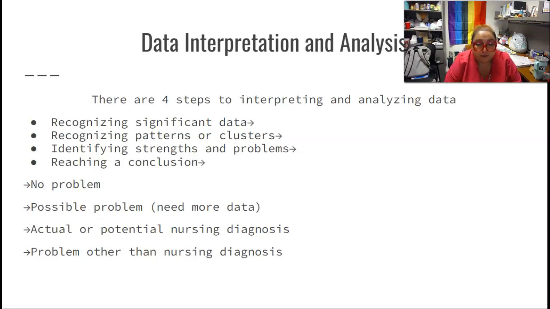So the first step is recognizing significant data. When you are assessing your patient and you have gathered all the information you could, at that point, you are going to see what is significant and what is not. So an example: you are working in an emergency room and you get a patient that came in with a broken leg. The patient reports pain, 10 out of 10. The patient has a significant deformity on their leg.